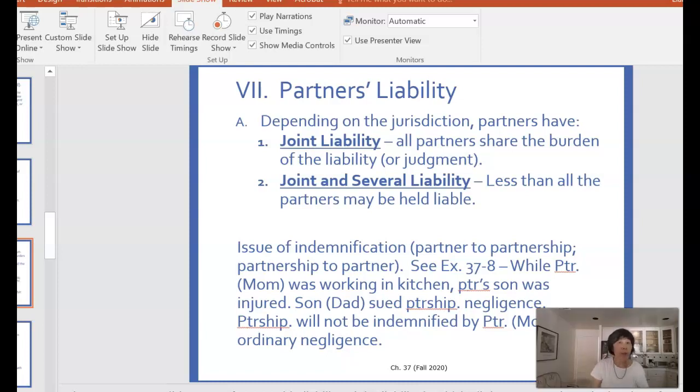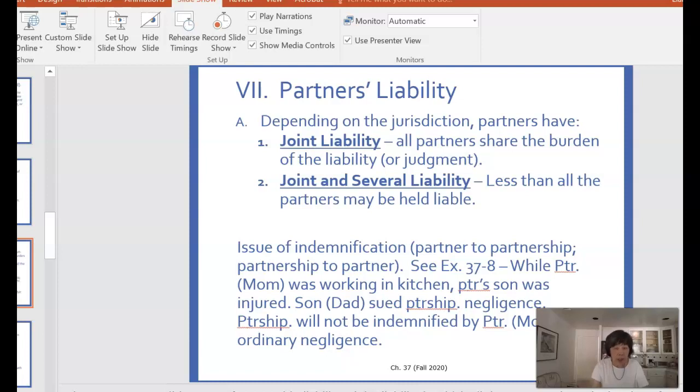Now, there are two possible types of liability a partnership may have: joint liability and joint and several liability. Joint liability, what does that mean? It means that all the partners share the burden of liability or of judgment that comes up. All partners have to be present in any litigation that is brought in a jurisdiction that follows joint liability.